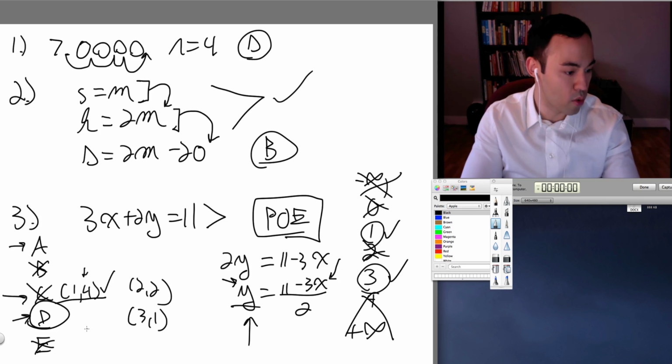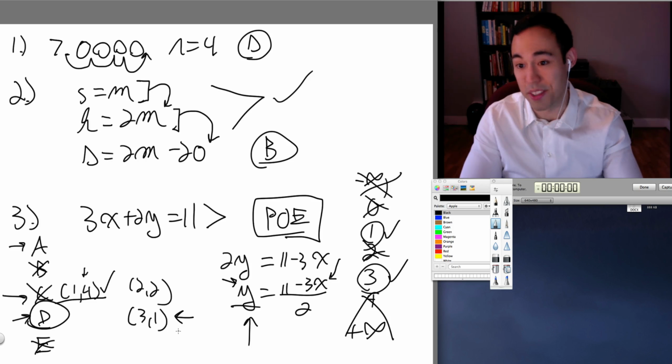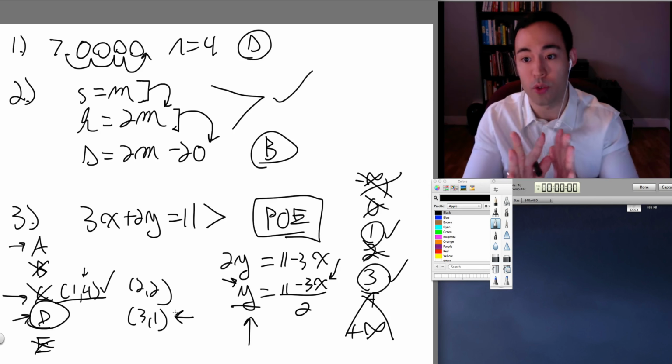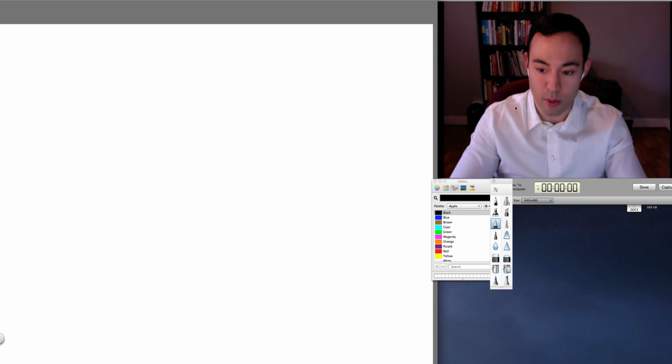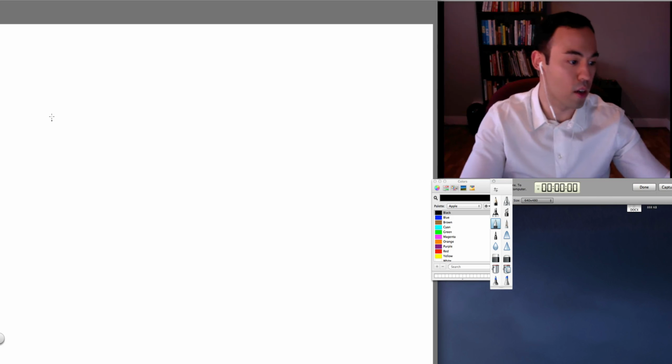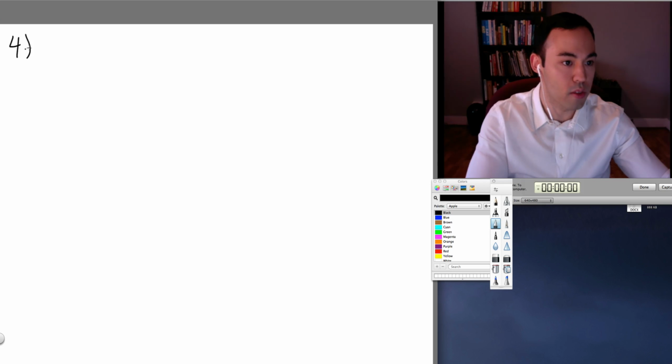And the only ordered pairs that have 1 and 3 in their x places are the ones associated with D. Okay, so that's the formal, slower way of solving this. That will come more in handy once we see similar kinds of concepts tested in more difficult problems. Okay, so number 4 here.